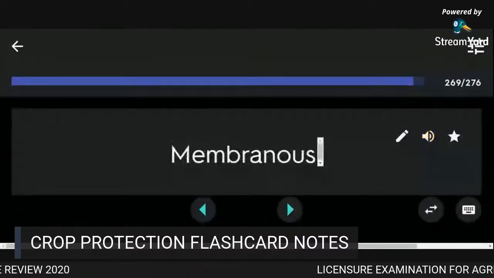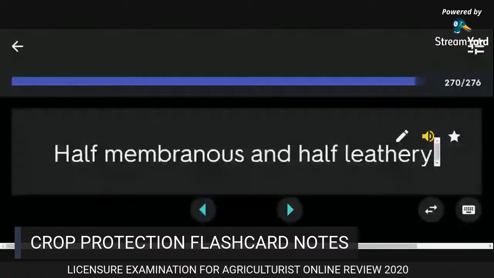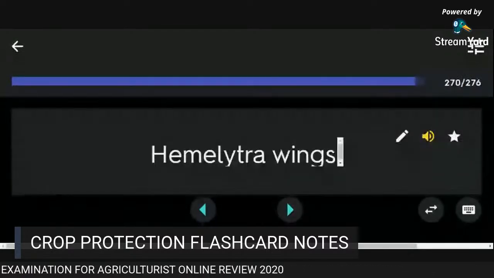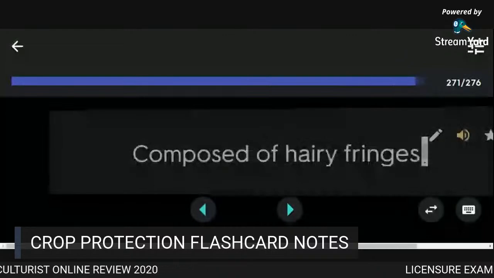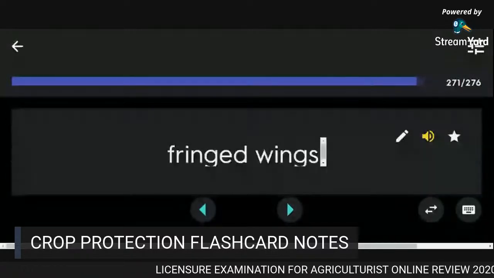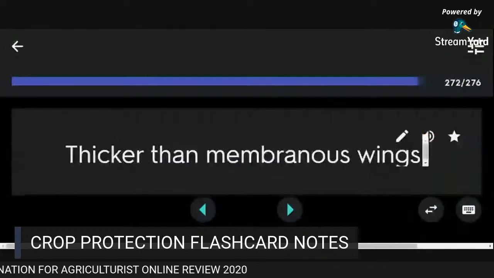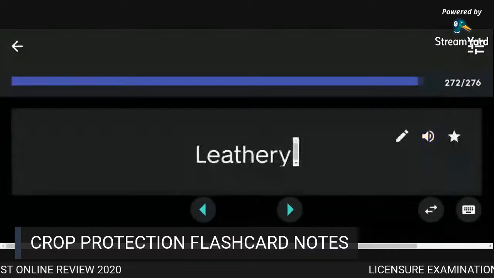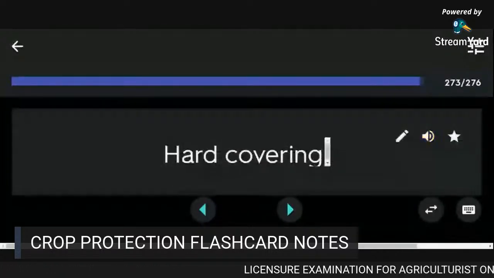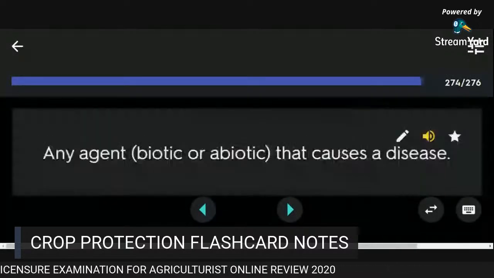Light membrane covering: membranous. Half membranous and half leathery: hemelytra wings. Composed of hairy fringes: fringed wings. Thicker than membranous wings: leathery. Hard covering: elytron or elytra.